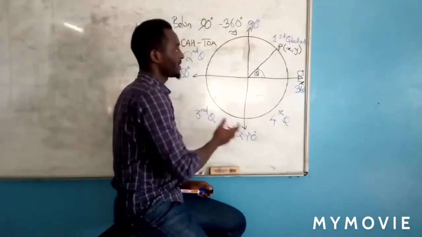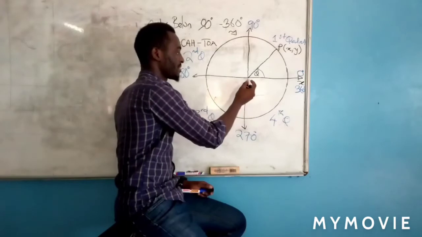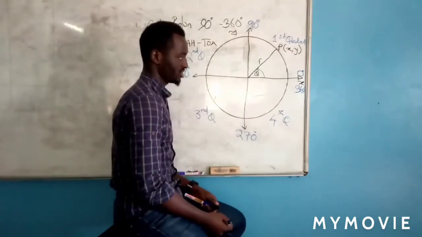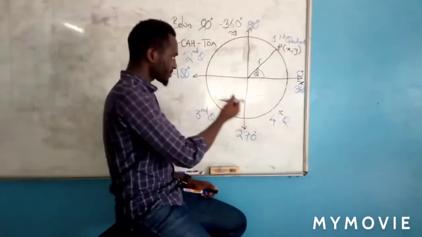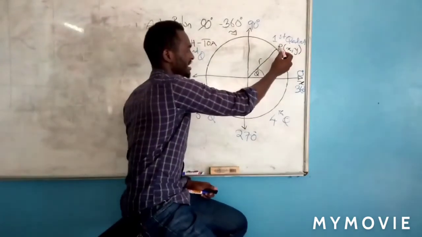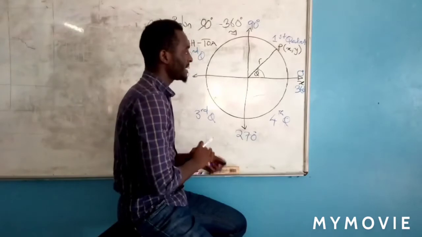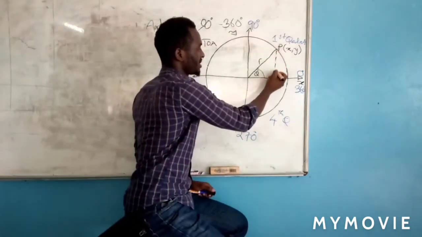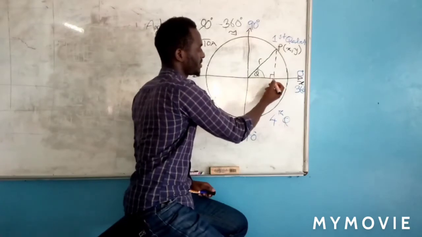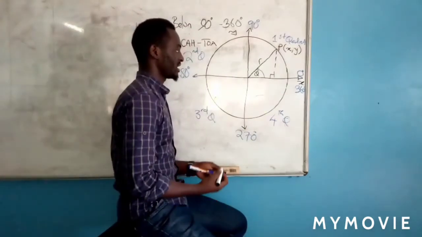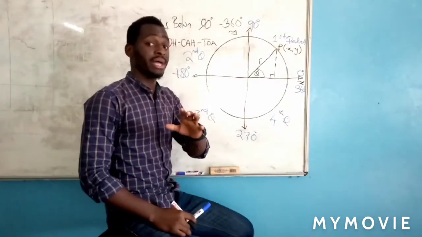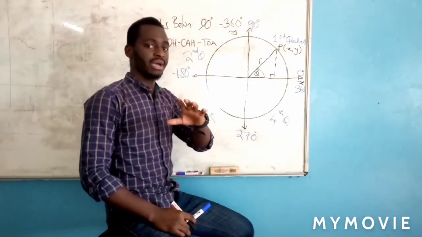okay? Now, we know that in a circle like this, from the center to P, that will give us a radius, not so? Okay, so then, if P is sitting right there, for me to apply a SOHCAHTOA concept, I'm going to have to come up with an imaginary line for me to form a right-angled triangle. Remember, SOHCAHTOA only applies on right-angled triangles.